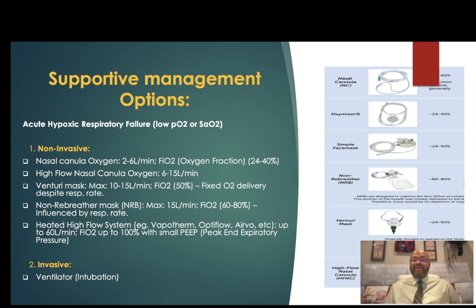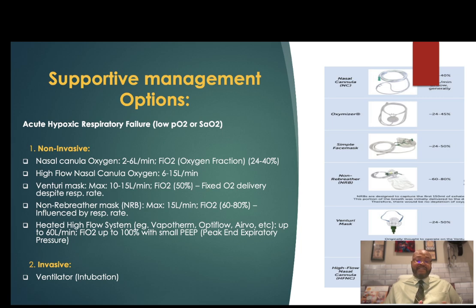Now, the non-rebreather oxygen is a famous one that the EMS team will use very commonly, and it can go up to 15 liters also, but the oxygen fraction can actually go as high as 80%. And what's important that makes it different from the Venturi mask is the respiratory rate can actually be an advantage. So while the patient is tachypneic, breathing real fast, that can actually increase the oxygen delivery up to 80% oxygen fraction, despite the flow rate still being at 15 liters.